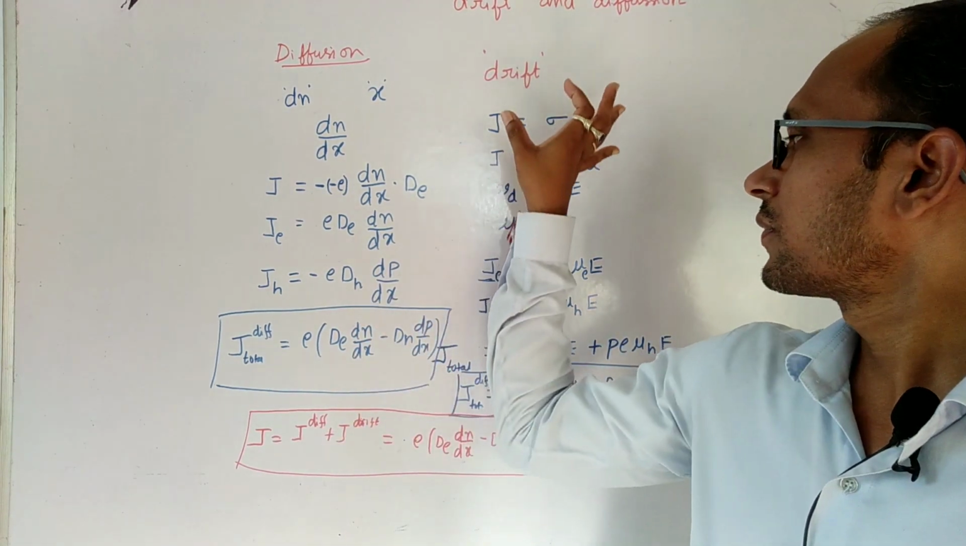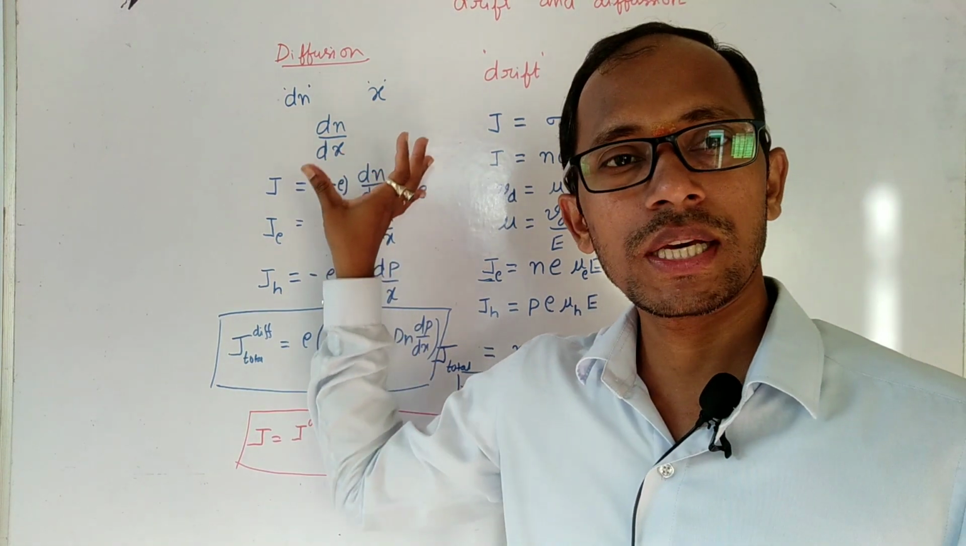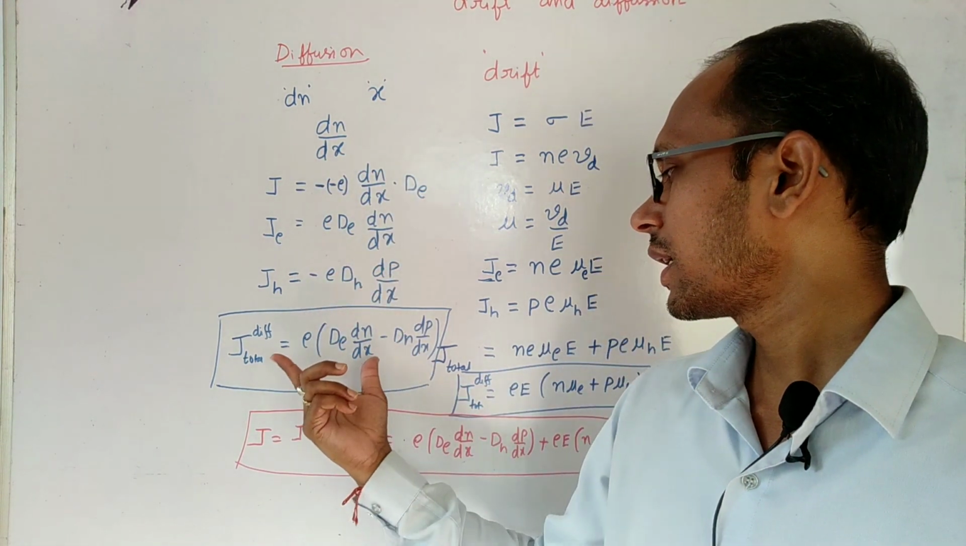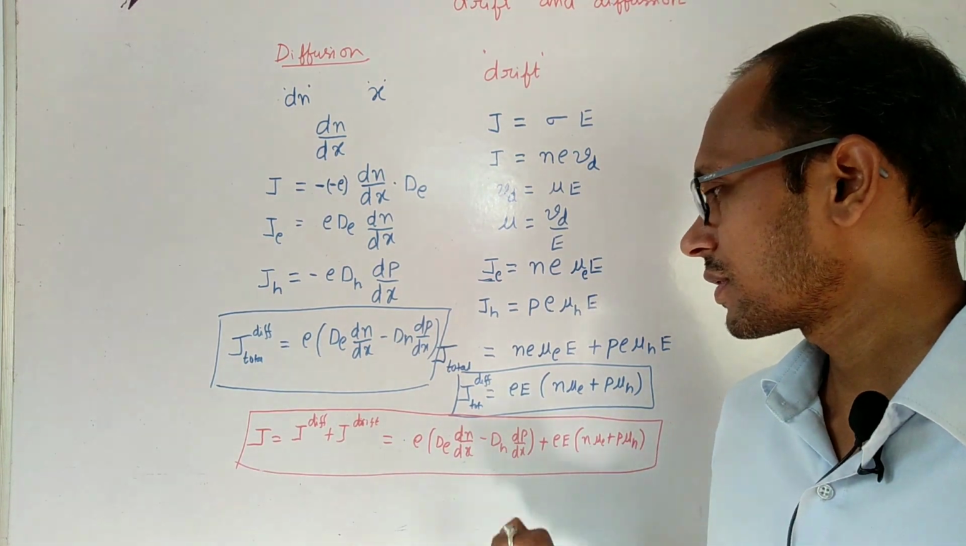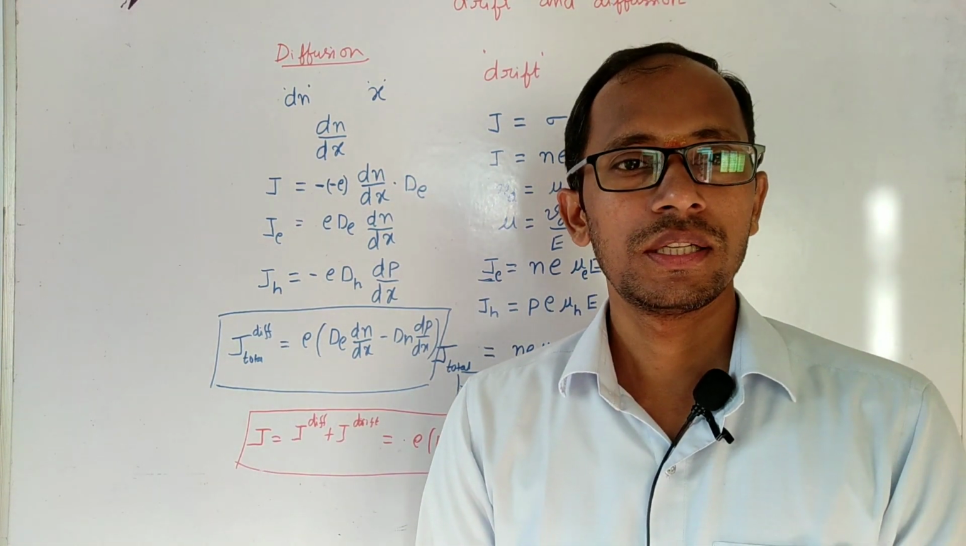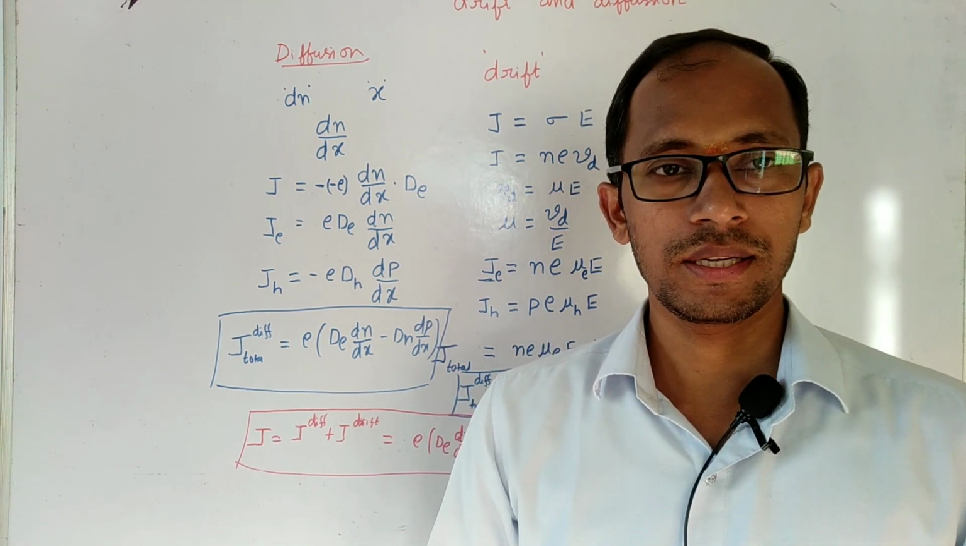So there is a drift current, and we derived the expression for the drift current. There is a diffusion current, and we derived the expression for the diffusion current. So the total current is drift plus diffusion. This is the expression for the total current due to drift and diffusion in semiconductors.